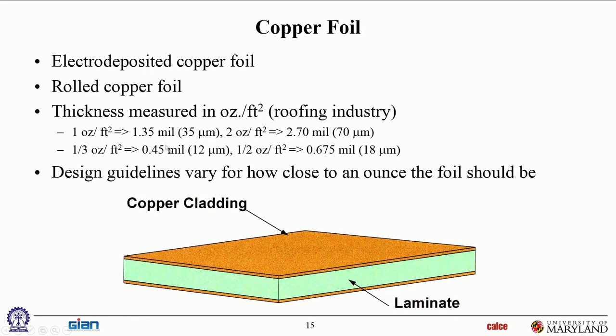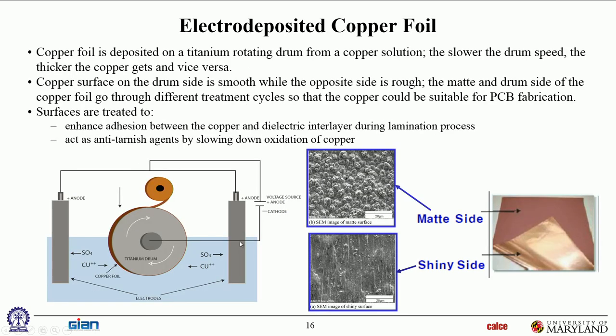Okay, so it's up to a designer to specify what density, what thickness copper they want, okay? So for electrodeposition, we really don't have the time to go through all of the detailed processes, just enough to know for now that there are two different kinds. Some are made through electrodeposition in electroplating baths, okay?